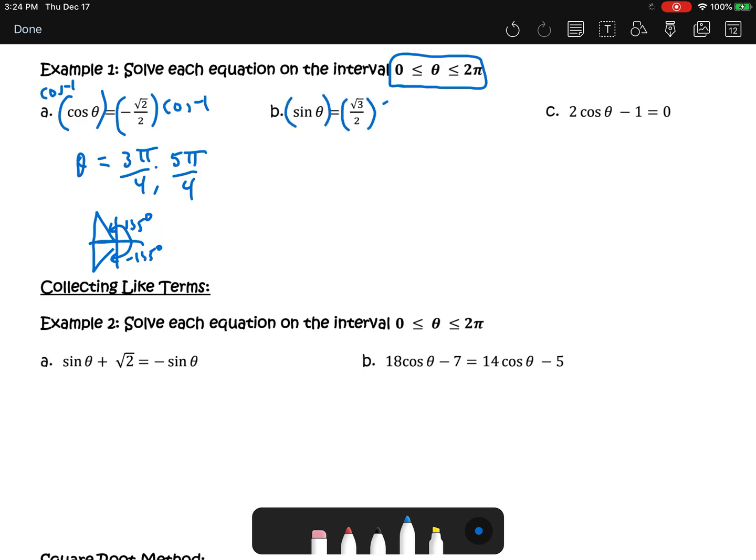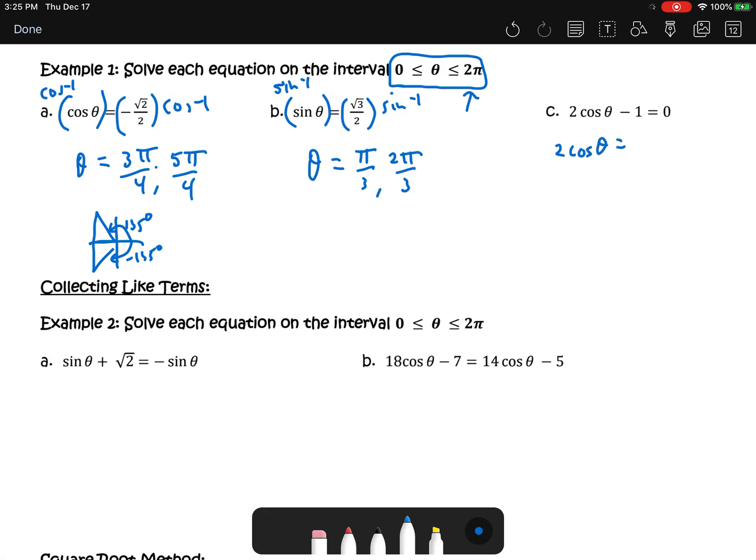So 5 pi over 4 will work as well. So similarly, to undo sine, we're going to do the inverse sine. So the inverse sine of sine is theta. When is sine radical 3 over 2? That's pi over 3 and 2 pi over 3. And again, 2 pi over 3 is outside the range of inverse sine, but in this case, it's okay because we're looking for these answers.